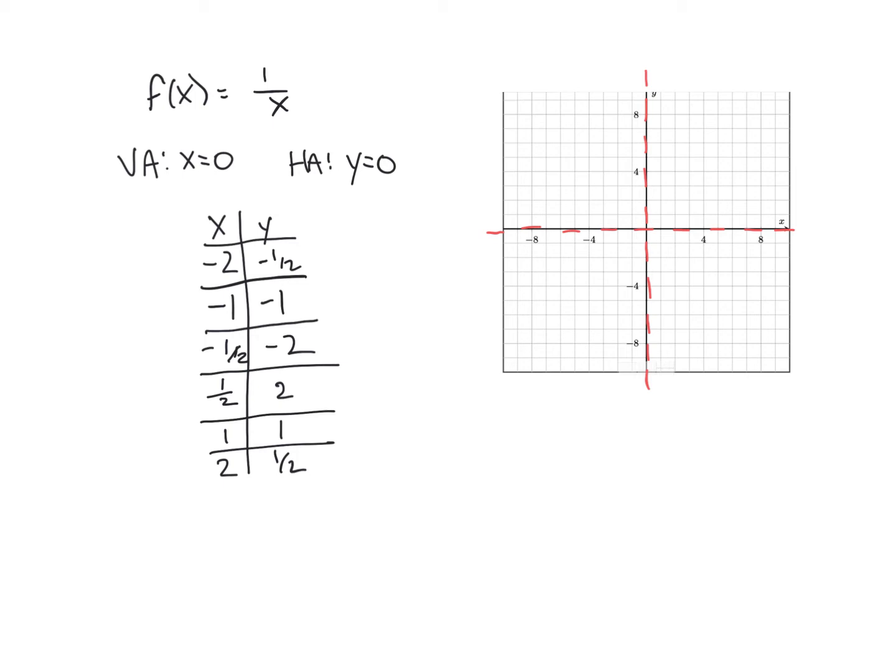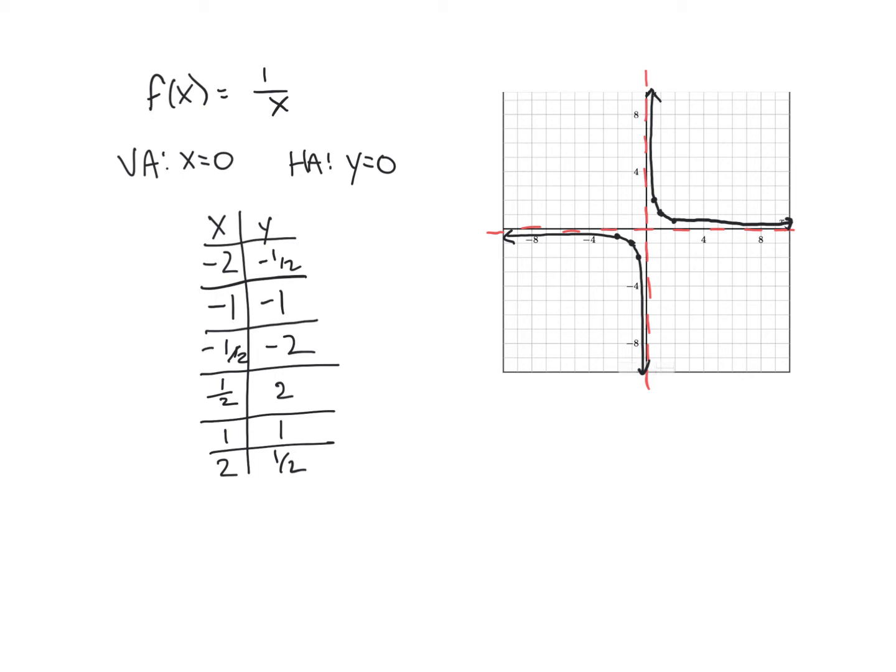So when I plot these points, that's (-2, -1/2), (-1, -1), (-1/2, -2). And then we have (1/2, 2), (1, 1), and (2, 1/2). Now you notice that this is in two different quadrants of the graph. We're not going to connect the quadrants because the asymptotes are lines we cannot cross. So instead, we get something that looks like this. Make sure that you're extending your graph all the way through from one end to the other, and we get really close to those asymptotes, but not quite. So this is a rational function.